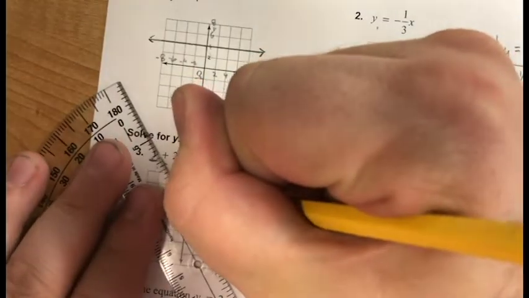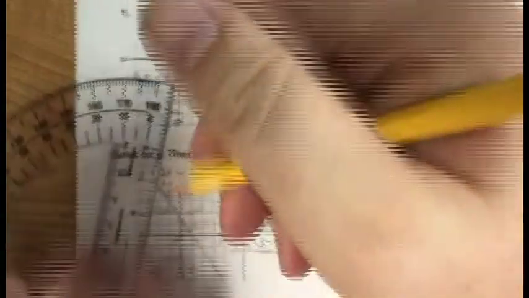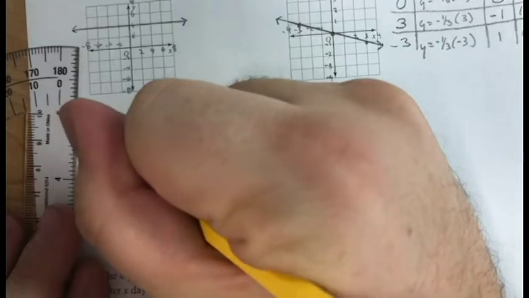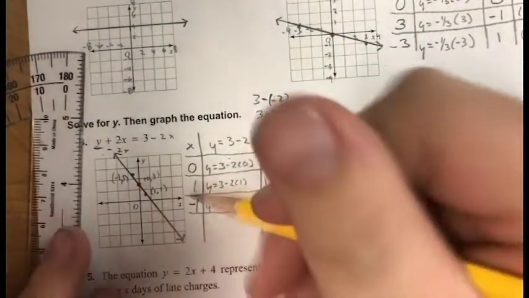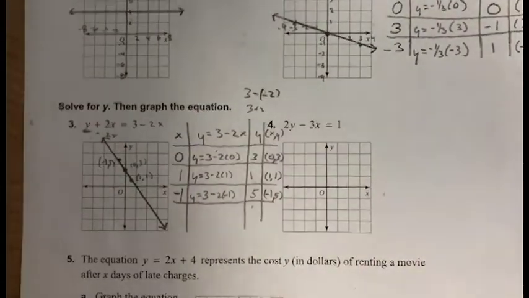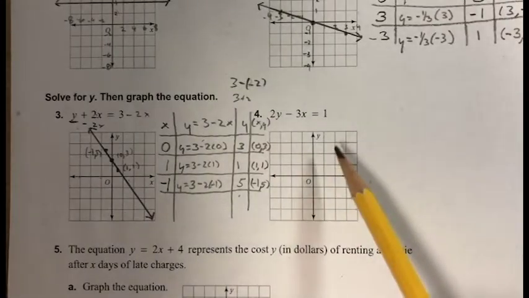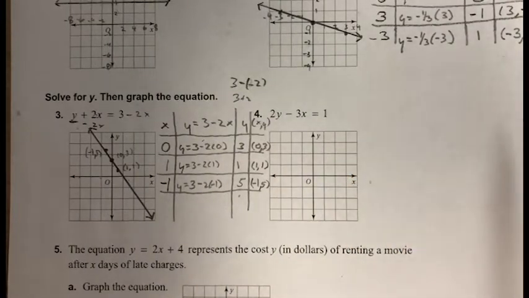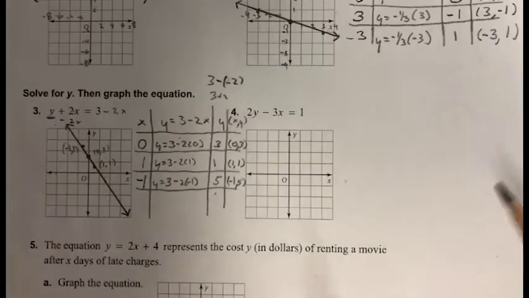Now that I've got my 3 points, it's just a matter of drawing it out. Okay? And then making my arrows because this equation is an infinite line. So what I'm going to get you to do is I want you to try number 4 on your own, all right, and come back and see how you did.